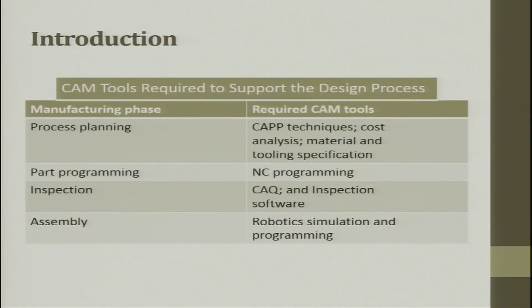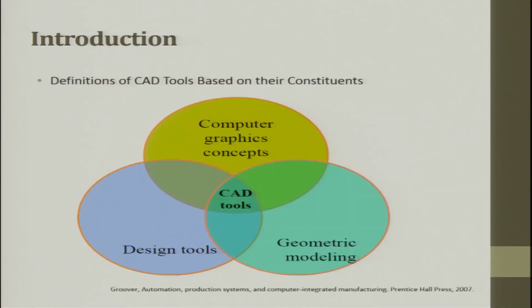In the same tool that we saw in CAD, if you want a CAM tool requirement to support the design process, the manufacturing phase will be planning, process planning, part programming, inspection and assembly. So, in process planning we have computer aided process planning. The computer recognizes the feature, generates a process plan and tells you. Costing analysis, which can be taken from CAP, material and tool specifications, are all part of the process plan. Then part programming, numerical programming is done, inspection, computer aided quality control and inspection software. Assembly, robotic simulation and programming are some of the CAM tools used in the CAM environment.